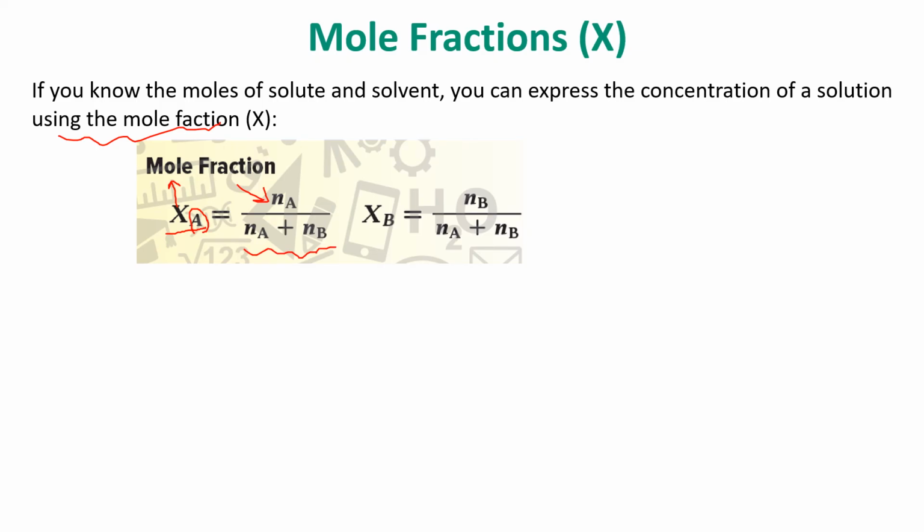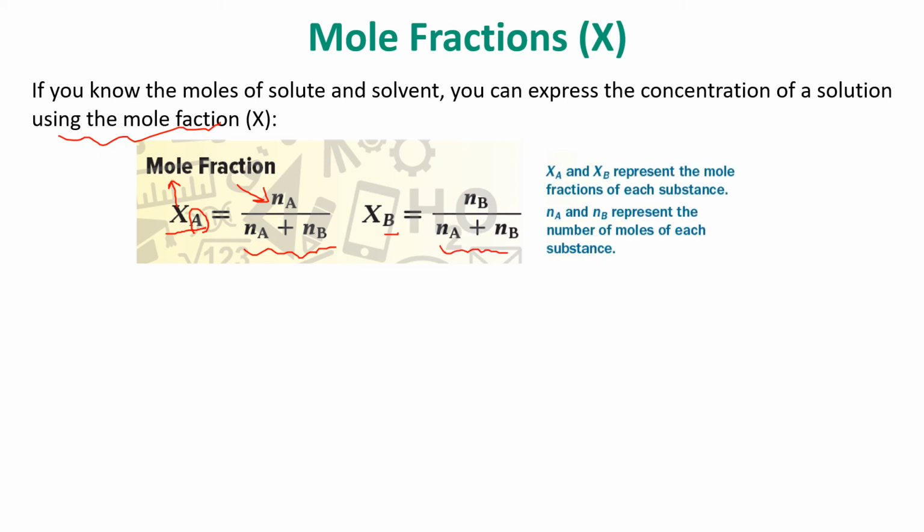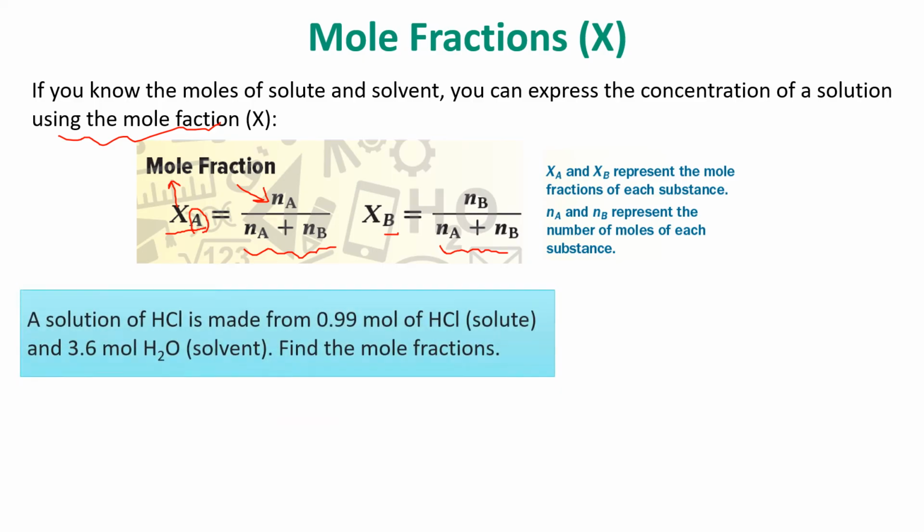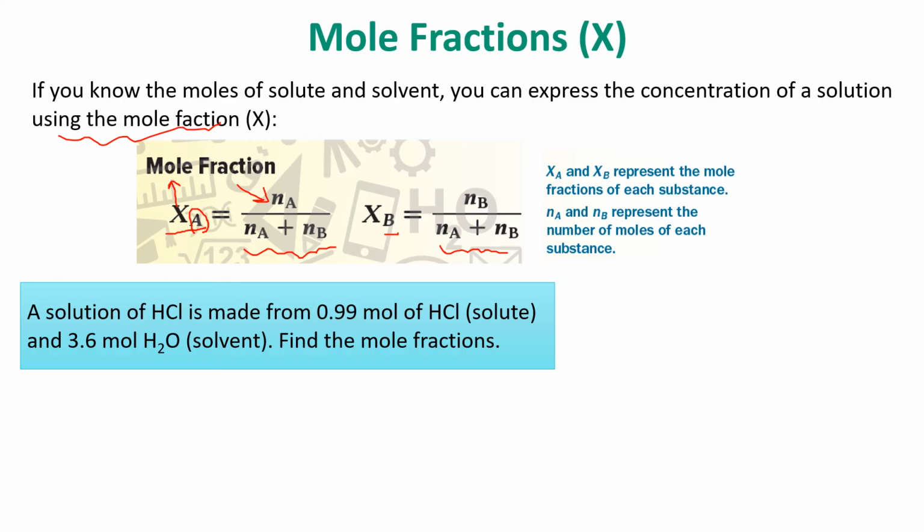Okay? And similarly here, if I have B as the solvent, the mole fraction of the solvent is going to be moles of solvent over the total moles of the solution. Okay? So here's an example. A solution of HCl is made from 0.99 mole of HCl, the solute, and 3.6 mole of water, the solvent. Find the mole fractions.